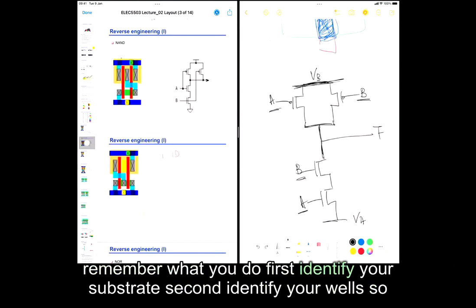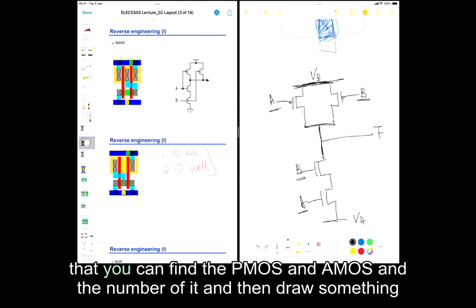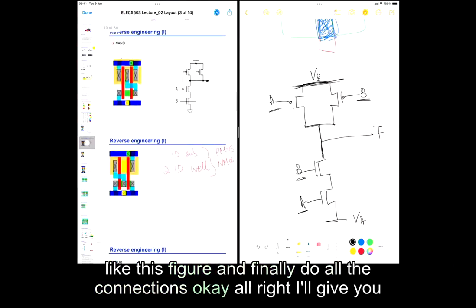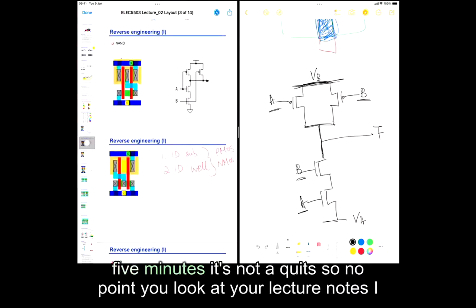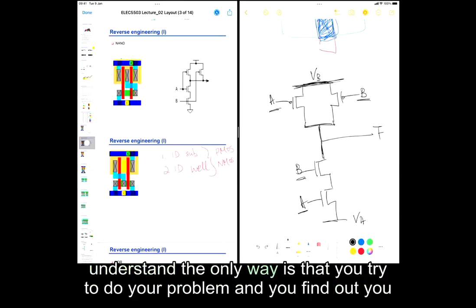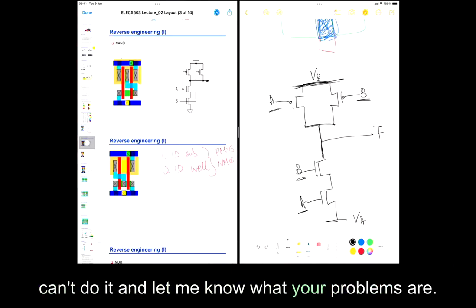First, identify your substrate. Second, identify your wells so that you can find the PMOS and NMOS and the number of them. Then draw something like this figure. And finally, do all the connections. I'll give you 5 minutes. It's not a quiz, so no point looking at your lecture notes. I need to know what you don't understand, and the only way is that you try to do the problem, find out you can't do it, and let me know what your problems are.